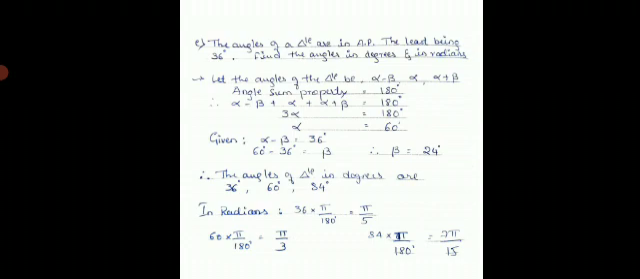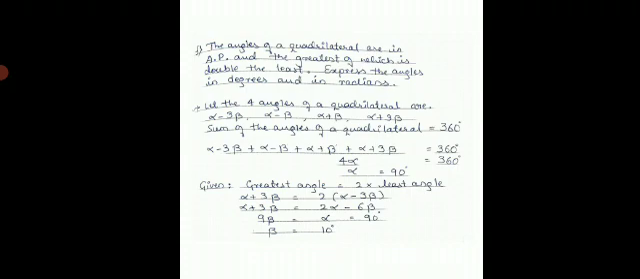Now convert these 3 degrees into radians. We get 36 into pi by 180. After simplification you get pi by 5, and 60 degree into pi by 180, you get pi by 3, and 84 into pi by 180, you get 7 pi by 15.